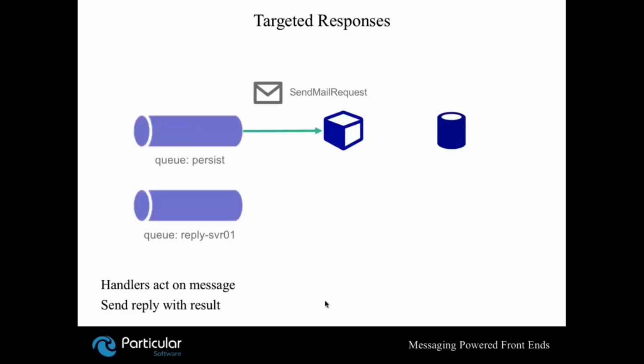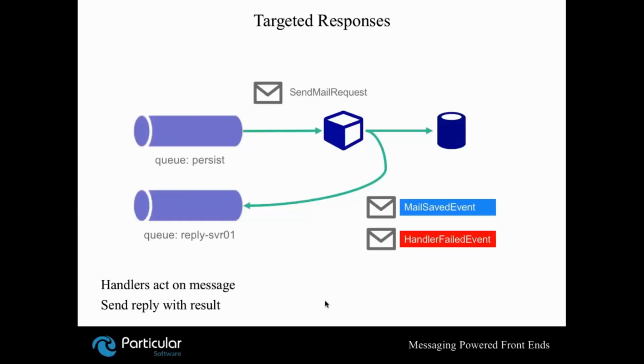So what's happening with the handlers? We've got two handlers. The first one is the database handler. It gets the send mail request, saves what it's interested in to the database, and then it sends a mail saved event to the queue. And that's what the web server will pick up and act on and send the toast to the relevant user. But it's also got the opportunity to send the handler failed event so that we can show a different message to the user.